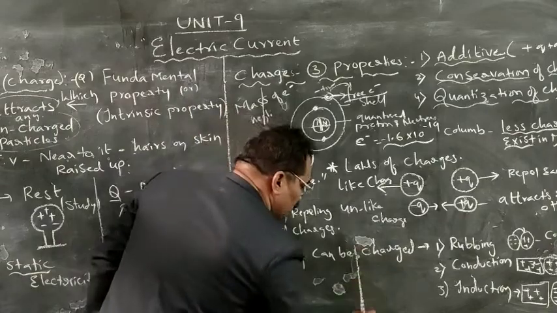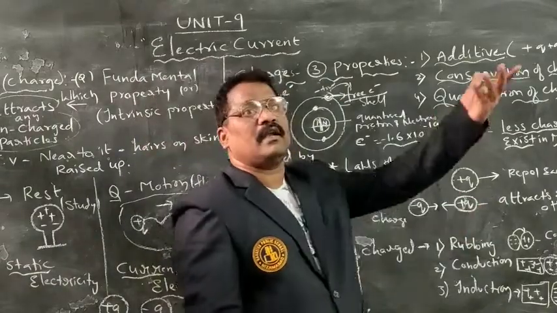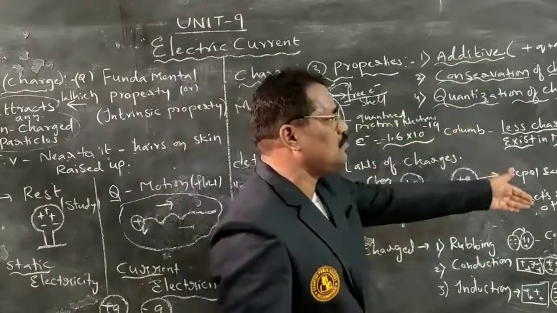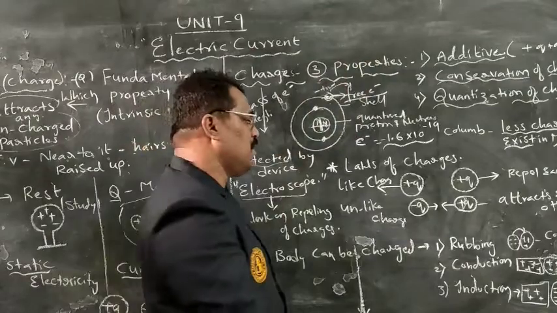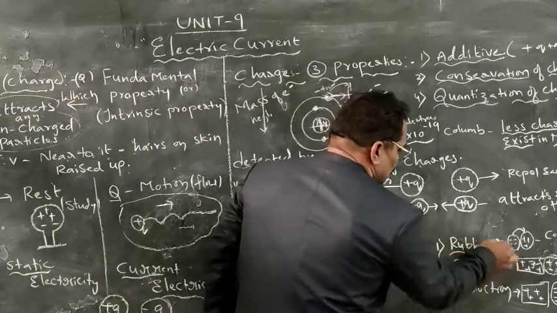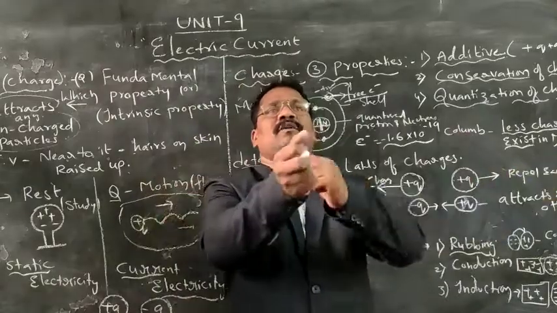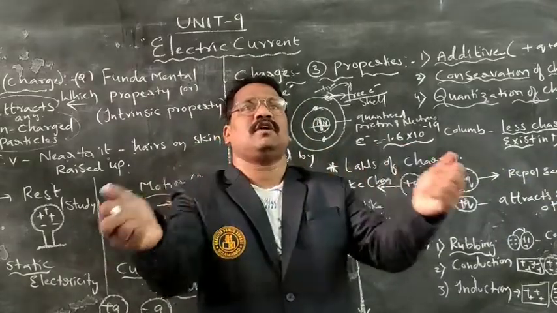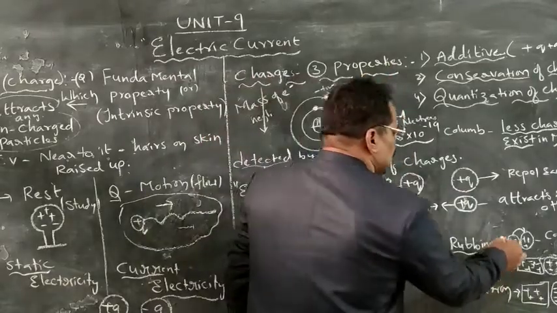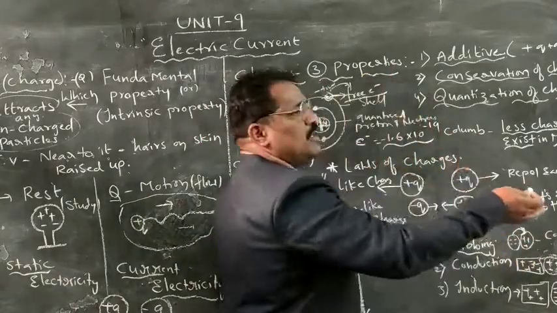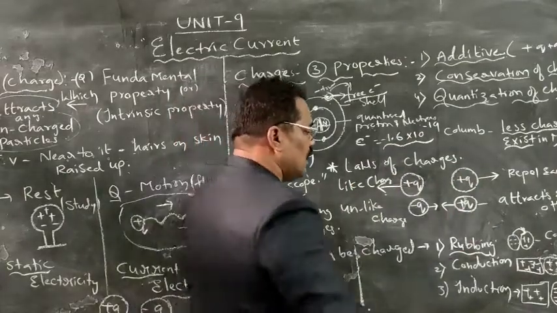And how can we produce charge on a particle? We say that a body is charged. How can we give that charge to the body? We can use three different methods. The first one is called rubbing. Two bodies are taken and rubbed together. As we rub them together and place them in contact with each other, the flow of charges takes place from one body to another body in contact.